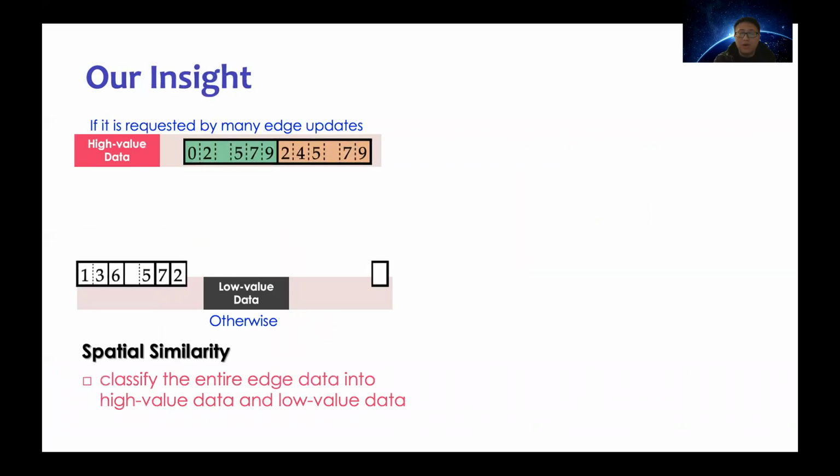Spatial similarity motivates us to classify the entire edge data into high-value data if it is requested by many edge updates and low-value data otherwise.